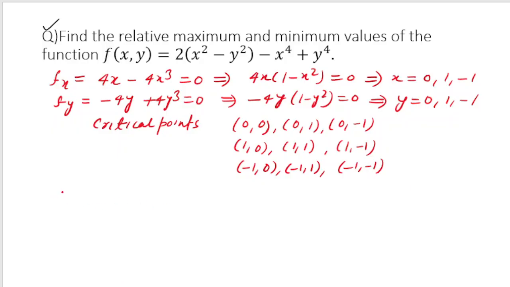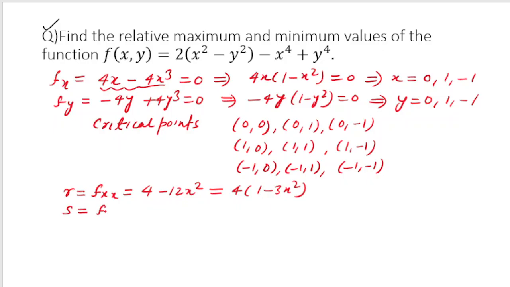So the next thing is that we have to calculate rt minus s square at all these points. So for that, first we calculate r, that is f of xx. So f of x is this. So if I differentiate it with respect to x again, I will get 4 minus 12x square. For our convenience, I can take 4 common and write it as 1 minus 3x square. Then we have to calculate s, that is f of xy. So I have to differentiate fy with respect to x. So fy is this, and if I differentiate it with respect to x, I will get 0. Then I have to evaluate t, that is f of yy.